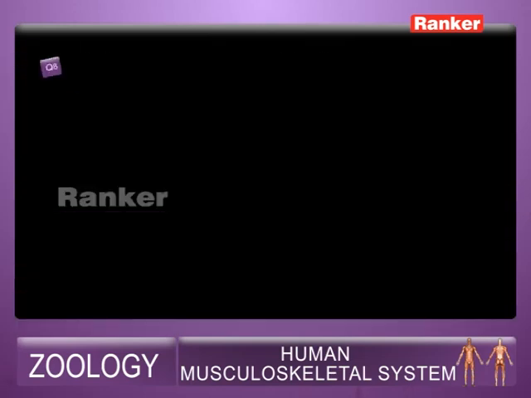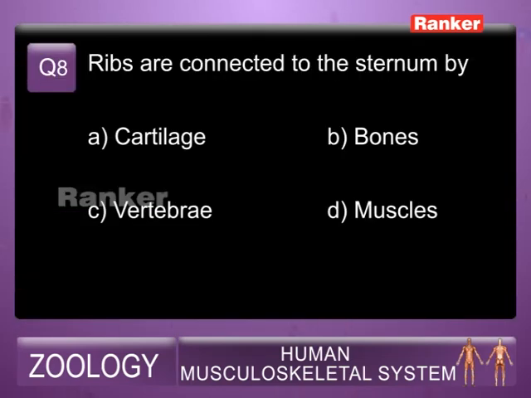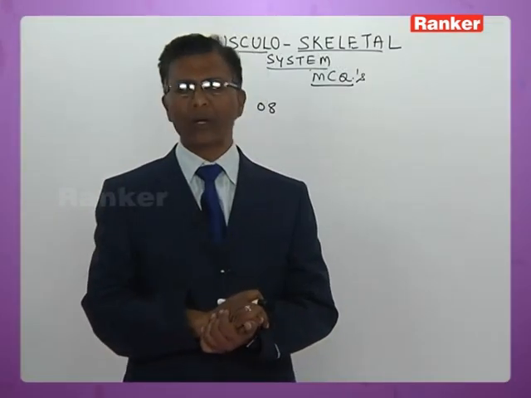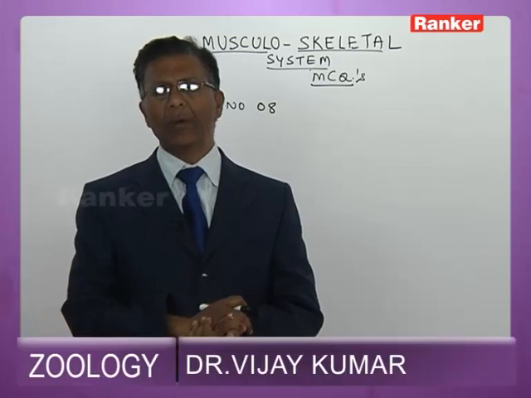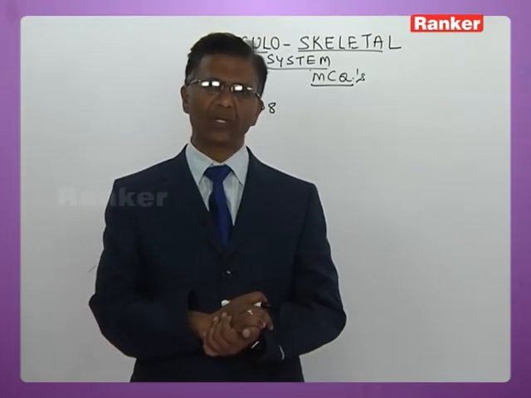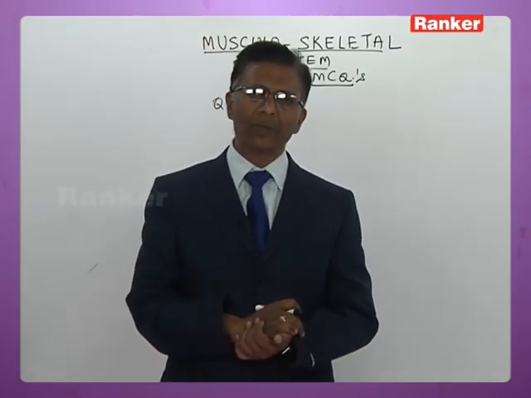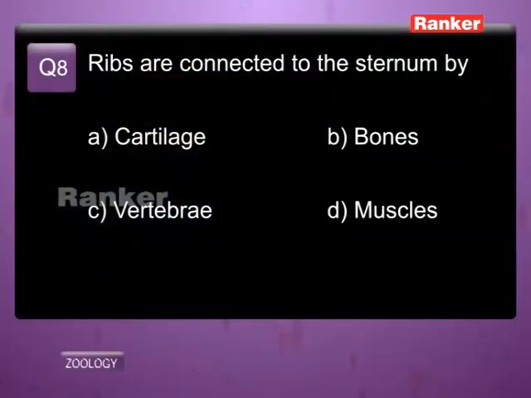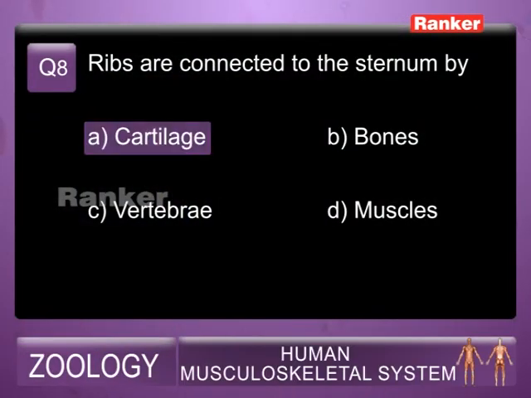Now question number 8. Ribs are connected to the sternum by A cartilage, B bones, C vertebrae and D muscles. The ribs 1 to 7 are called vertebrosternal ribs. They are connected to sternum by costal cartilage, which is a modified hyaline cartilage. So for 8th question, the answer is A.